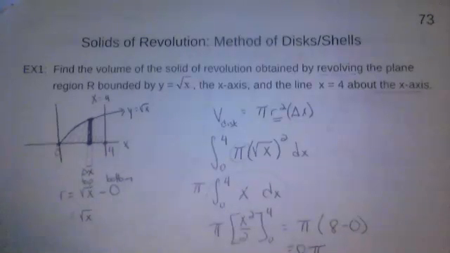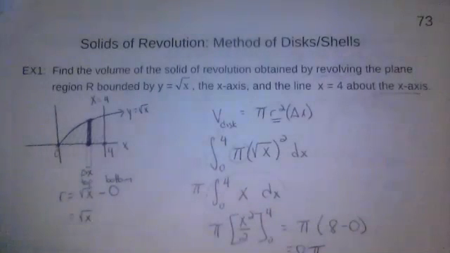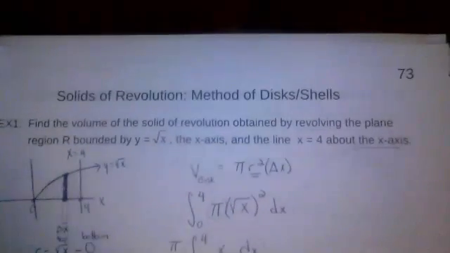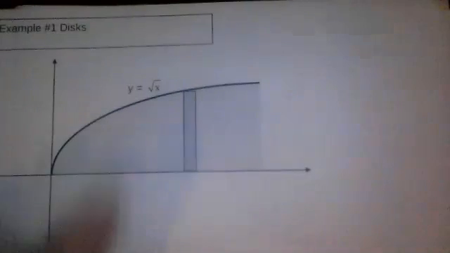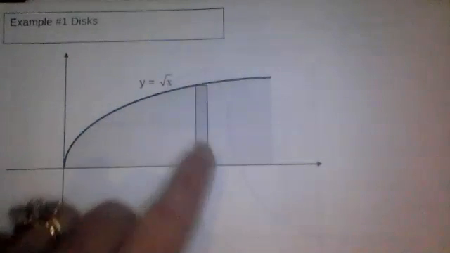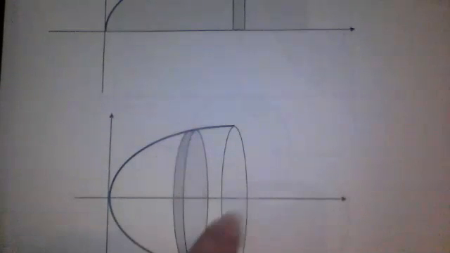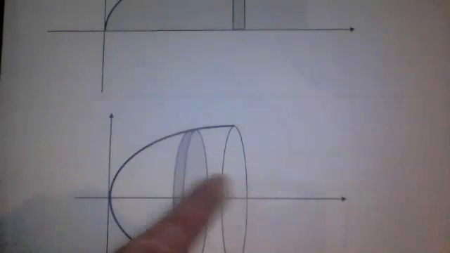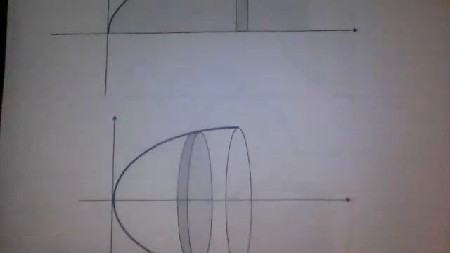So we're going to get back out our notes from 73. We skipped this example, so we're going to be talking about example 2. But I just wanted to remind you what we were doing with our disk. So with our disk method, we had this representation that we rotated around to create that disk. And then we were basically summing up the disks, like summing up a bunch of weights on a barbell, summing up all of those volumes.